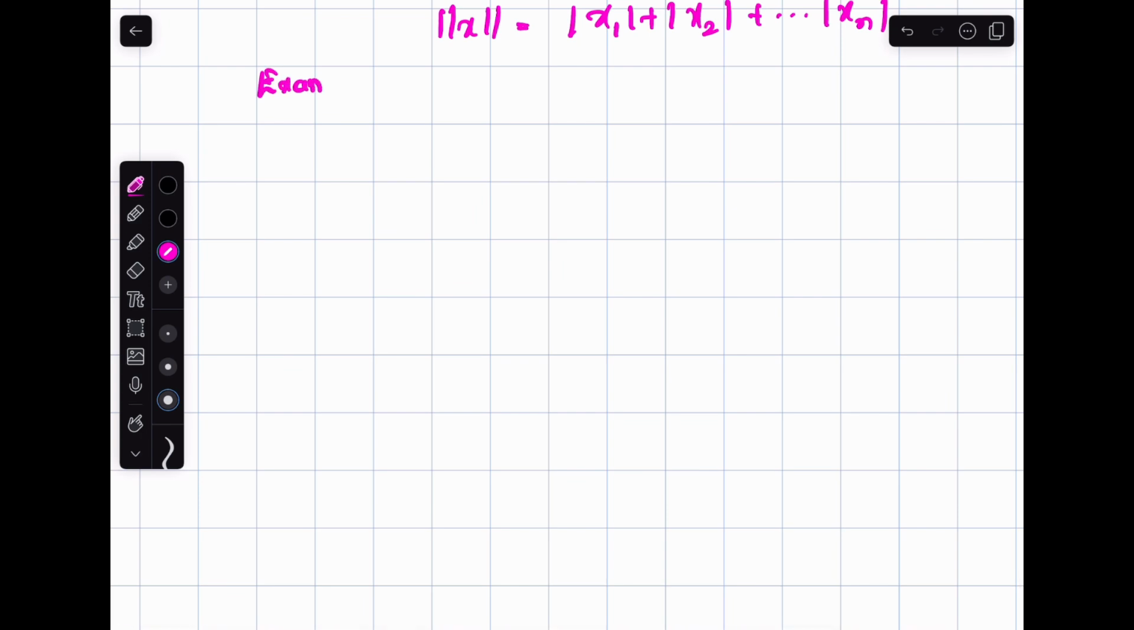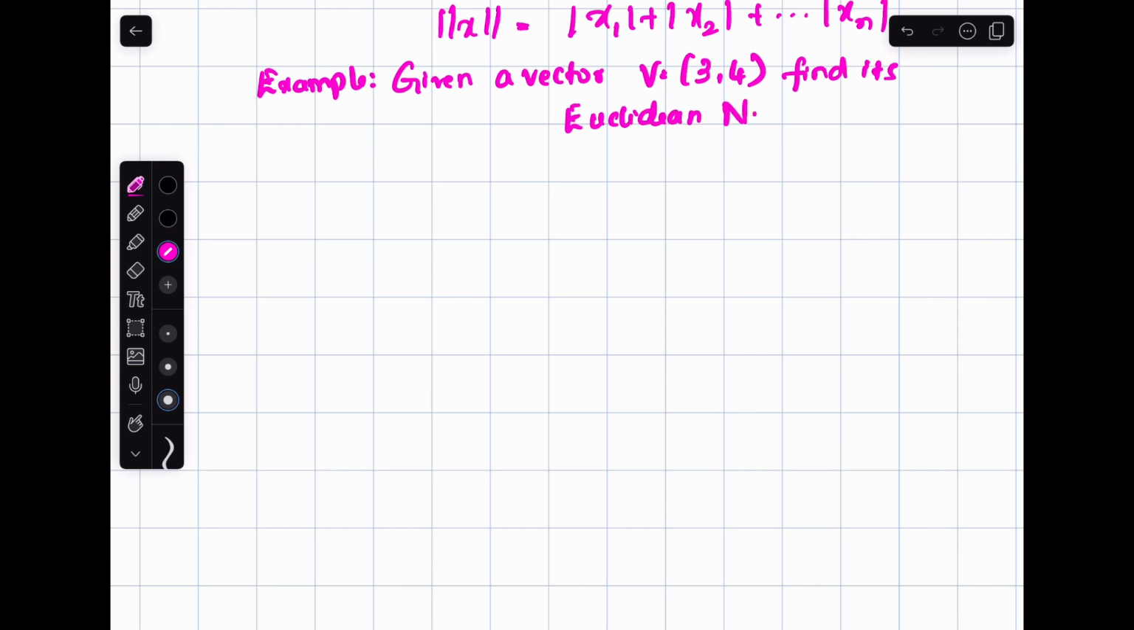Now let us see an example. Given a vector v equal to (3, 4), find the Euclidean norm. Please remember, if they ask for the Euclidean norm, then you definitely have to apply this formula. But if they just ask for the norm, please assume that they are asking for the Euclidean norm and apply the Euclidean norm formula. Please don't mess it up, and don't apply the Manhattan unless they ask for it.